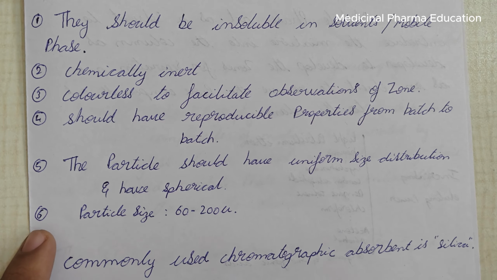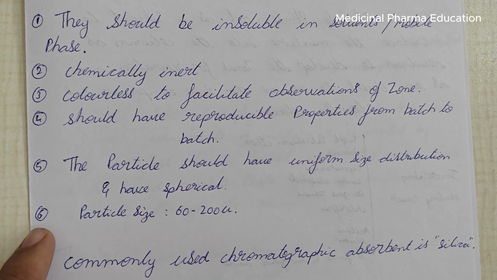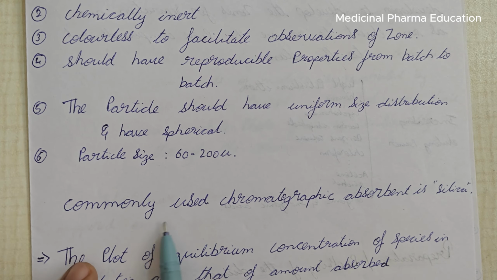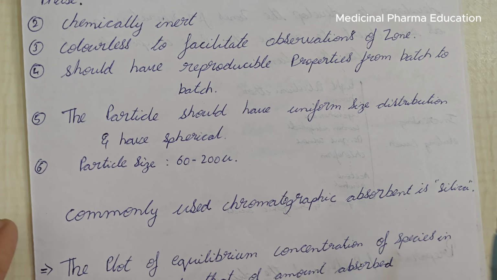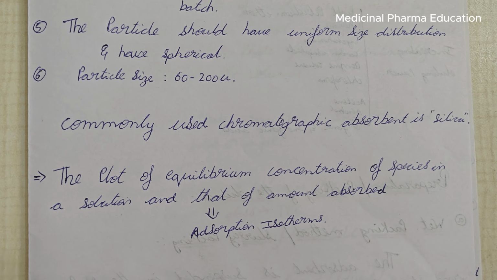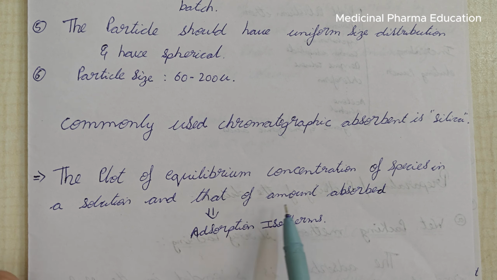The particles should have uniform size distribution and be spherical in shape. Particle size is 60 to 200 micrometer, I think so. A commonly used chromatographic adsorbent is silica. In TLC we use silica, here also silica. The plot of equilibrium concentration of the species in the solution against the amount adsorbed is called the adsorption isotherm.